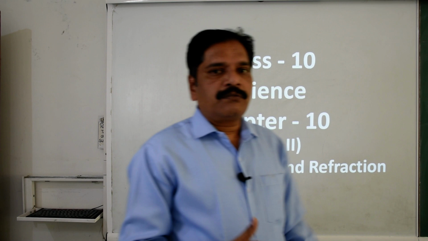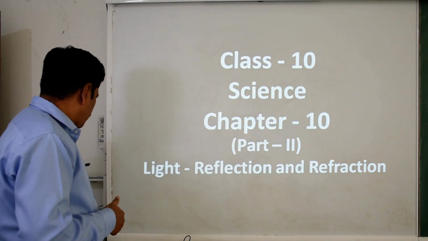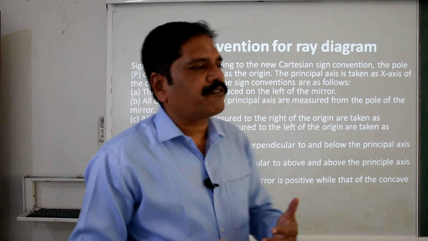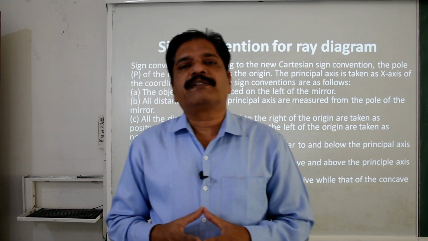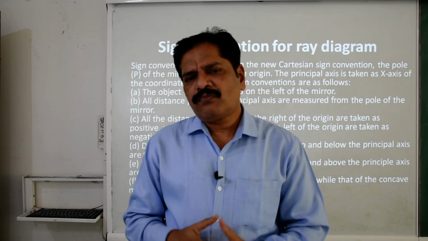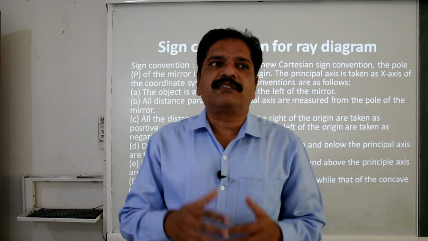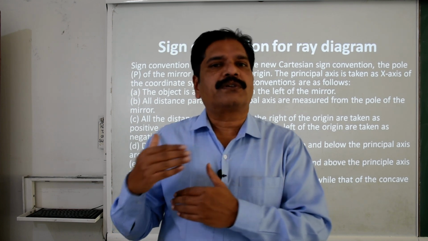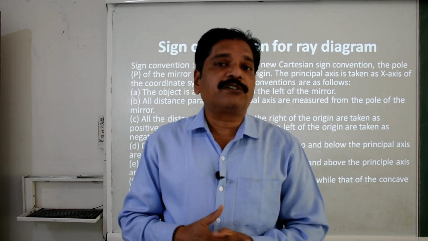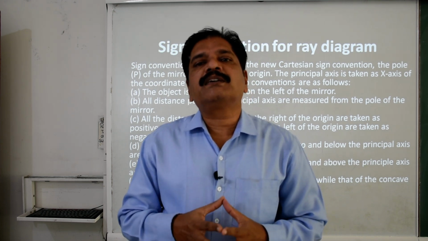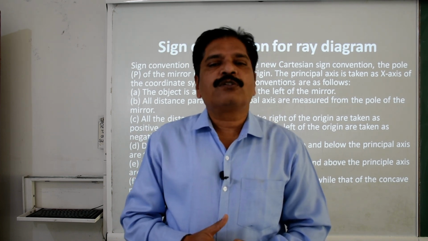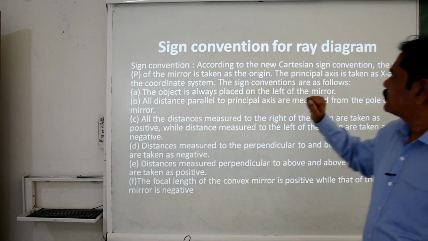So now we are moving one step ahead, and today we are talking about the refraction of light. But before starting the refraction of light, one thing is very compulsory. As you know, physics is especially the science of measurement. To decide the position, size, and distance of the object and the image, it is compulsory to measure them. To measure these, some sign conventions are compulsory. So first of all, we are talking about the sign convention.